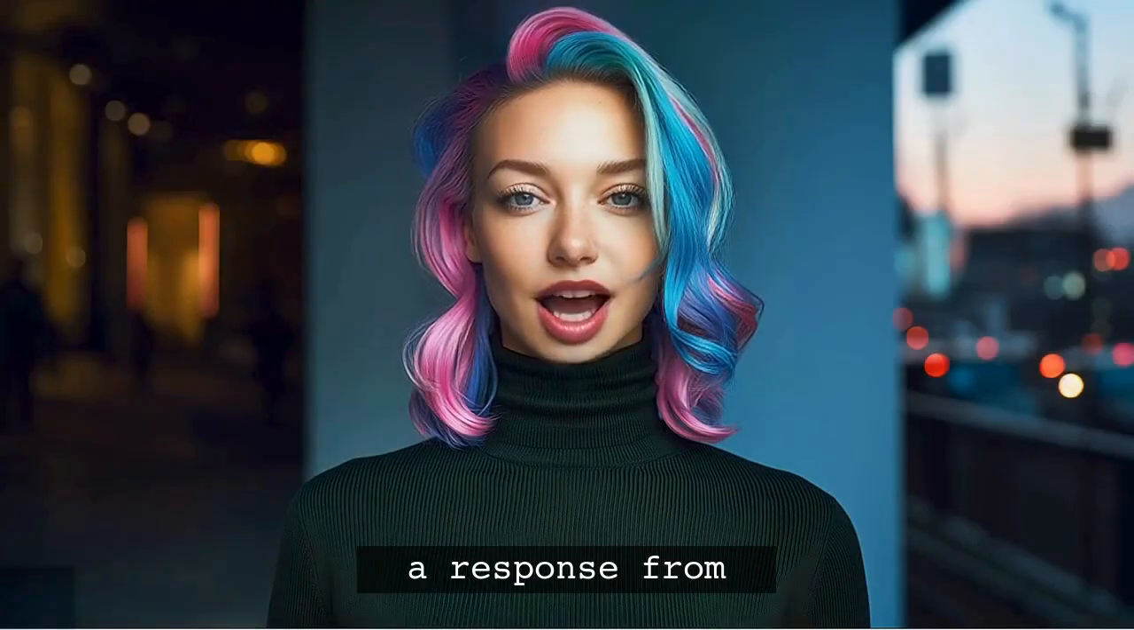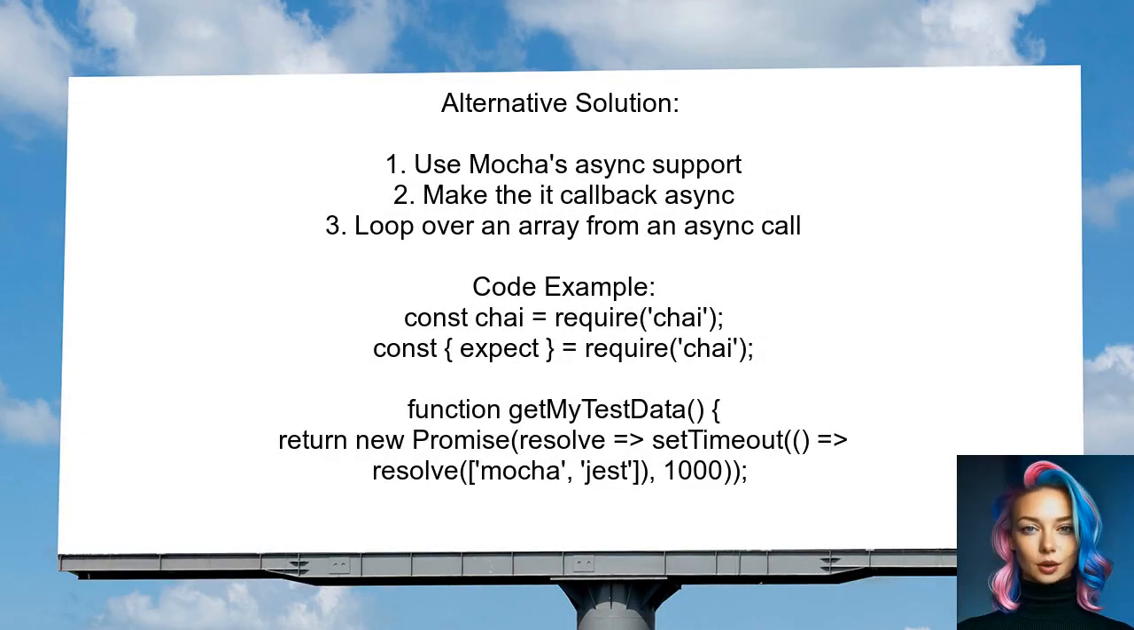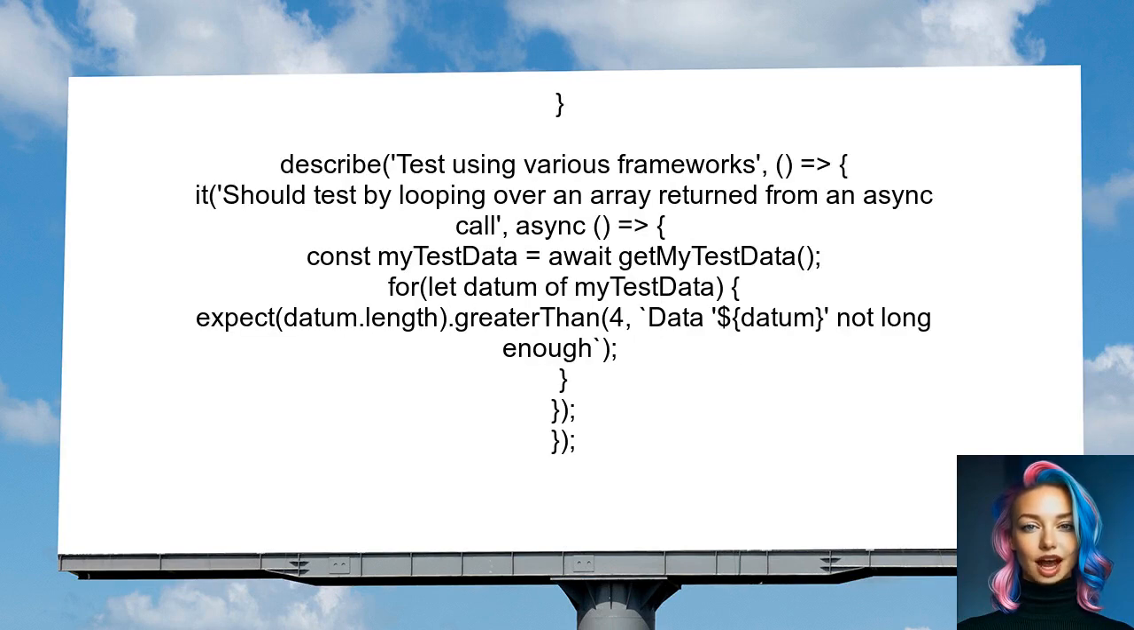Now, let's see a response from a different user. One alternative approach is provided by a user who suggests leveraging Mocha's support for asynchronous tests. They recommend making the it callback async and rearranging the tests to loop over an array returned from an async call.